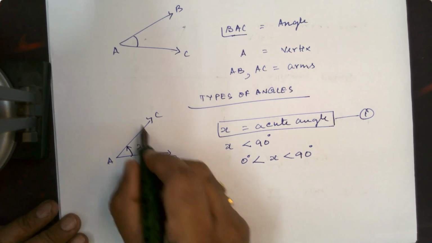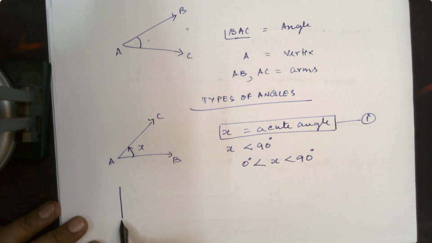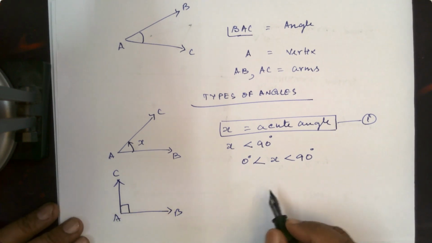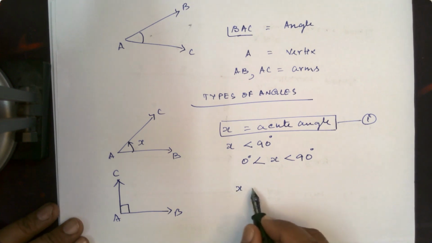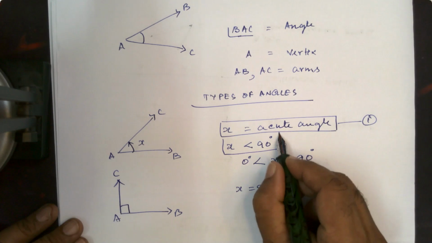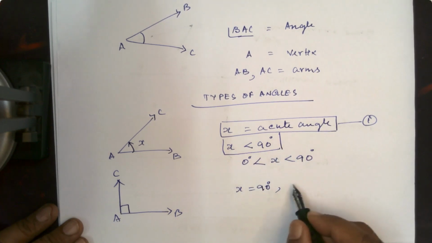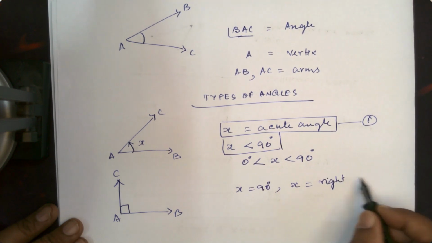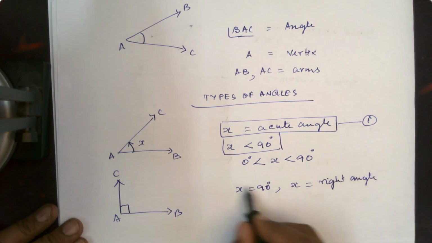Now the angle between the two arms is 90 degree. So this is A, this is B, this is C. A 90 degree angle is represented like this, as a rectangle. So here X is equal to 90 degree. So in that case, X is called a right angle. Got it?